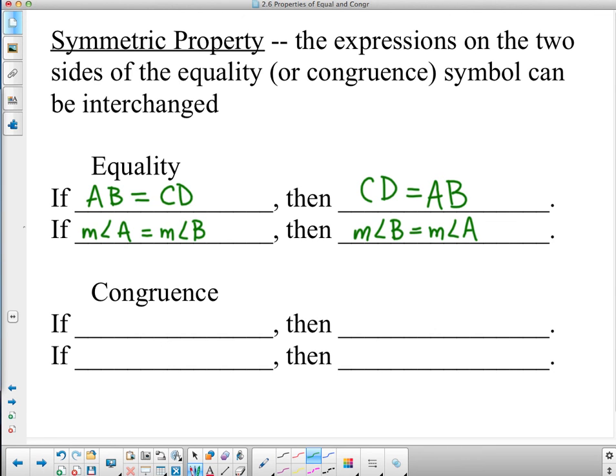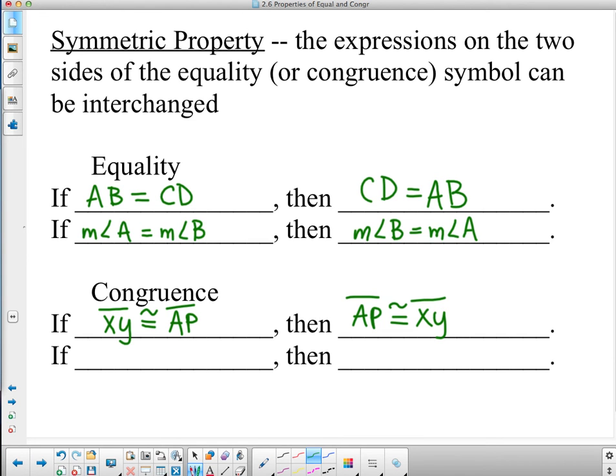Congruences, if I'm doing segments, it would be like: if segment XY is congruent to segment AP, then, Dylan, what's this going to be when we apply symmetric? Correct. Segment AP is congruent to segment XY. Just switch the left and the right side.